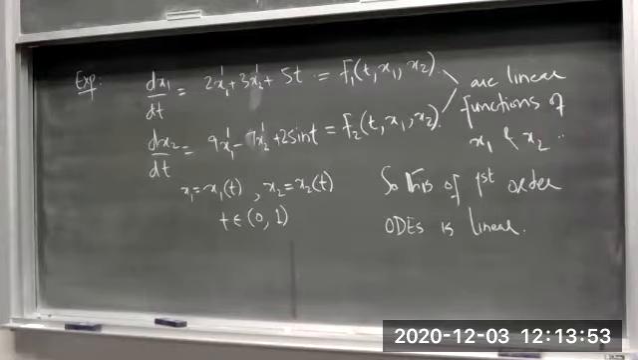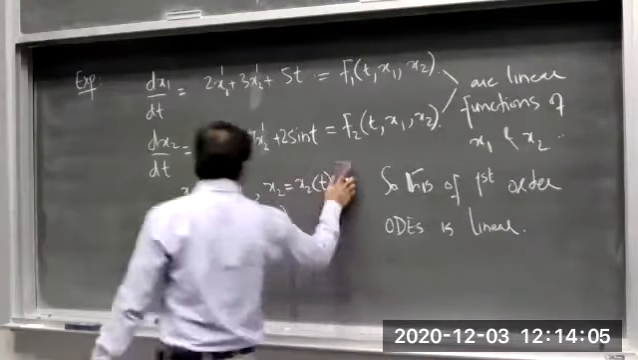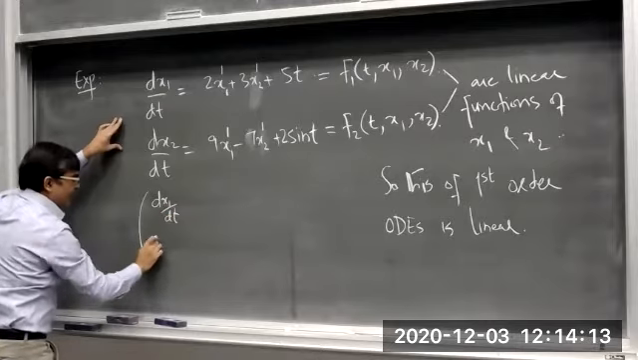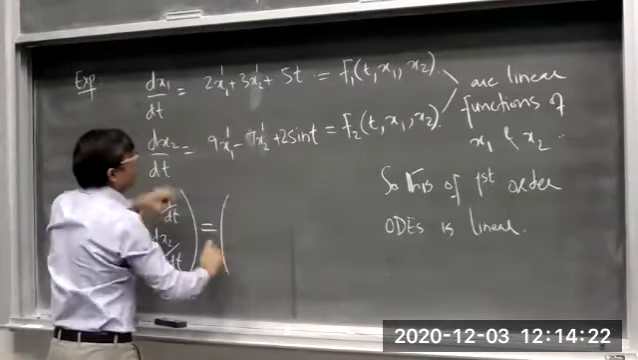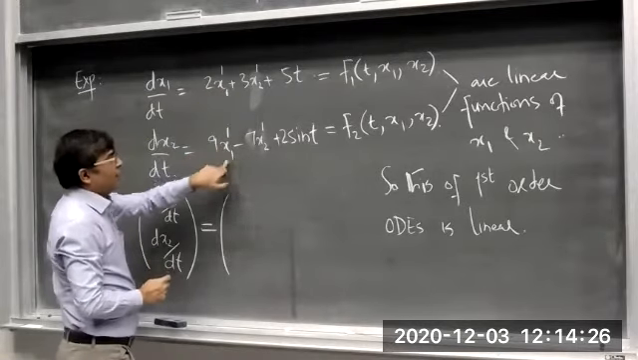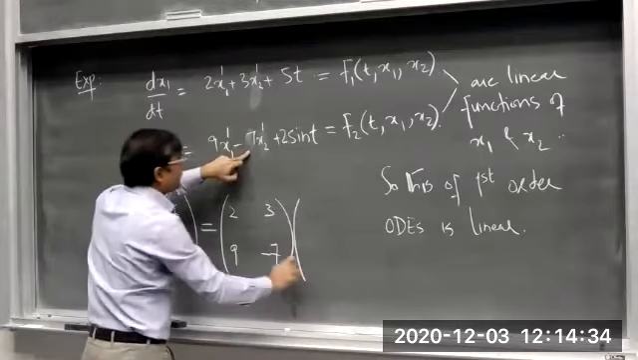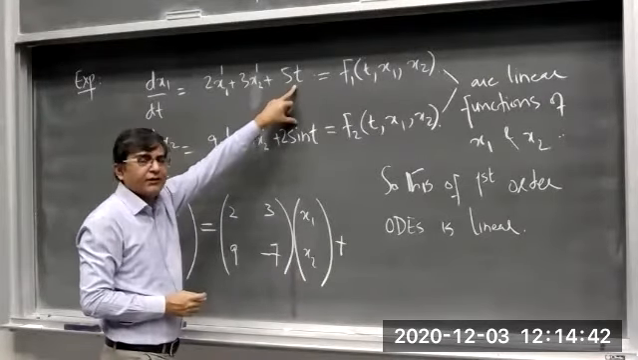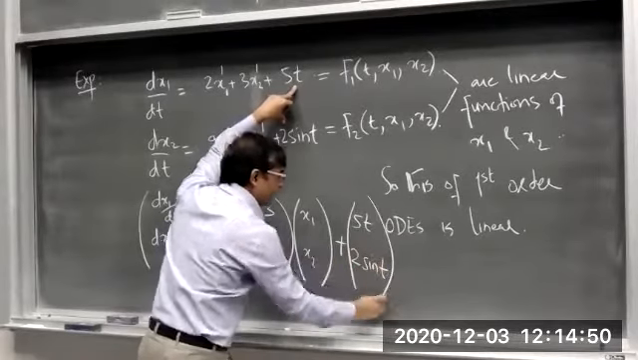If a system of first order ODEs is linear, then we can write it in a matrix form. How can we write it in a matrix form? We put this in a vector, dx1 by dt and dx2 by dt. This is a 2 by 1 vector, equal to the following. Now you can see that we can separate the coefficients of x1 and x2 into a matrix, and write 2, 3, 9, and -7 times x1 and x2, plus the functions of t which do not involve x1 and x2. So we can write another vector here, 5t and 2 sine t.